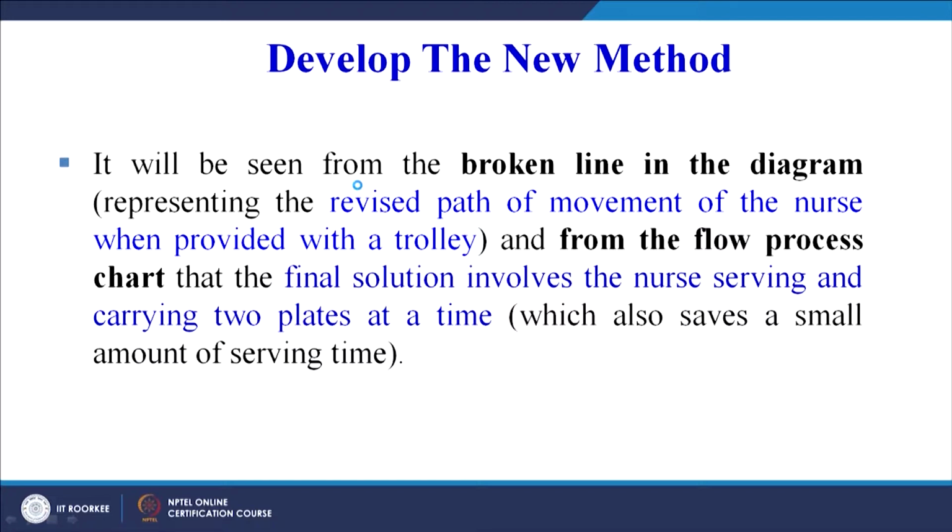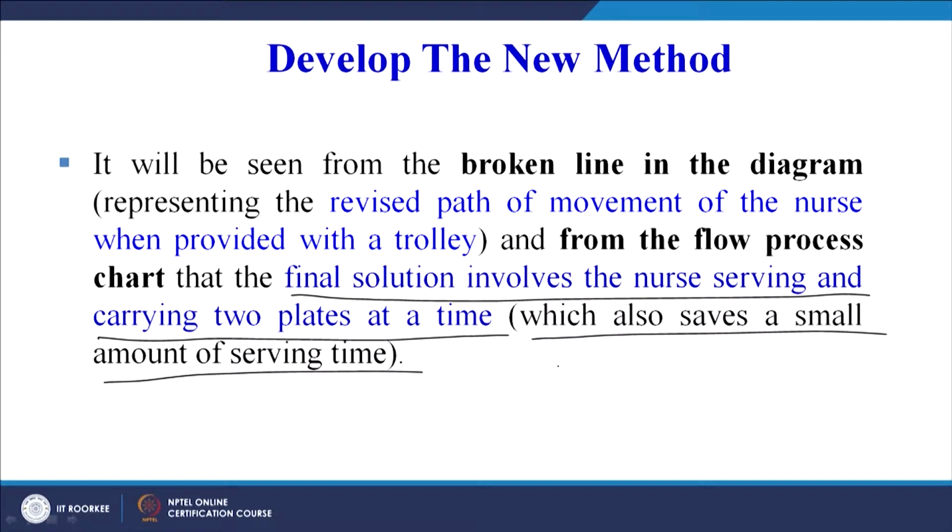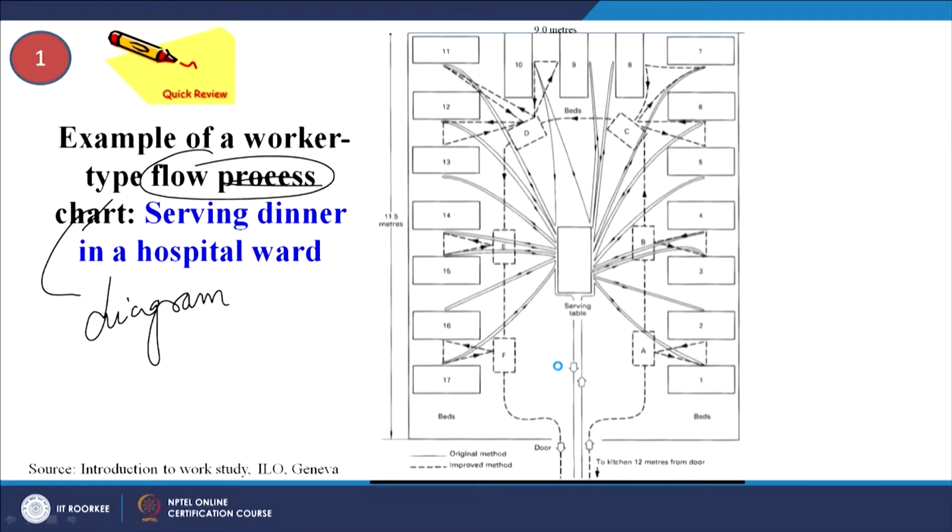It will be seen from the broken line in the diagram representing the revised path of movement of the nurse when provided with the trolley, and from the flow process chart, that the final solution involves the nurse serving and carrying 2 plates at a time, which also saves a small amount of serving time. So the dotted portion, if you are looking at this lecture independently, is the backward journey for the nurse, this is the onward journey, and this is the direction in which the nurse is serving the food using a trolley.